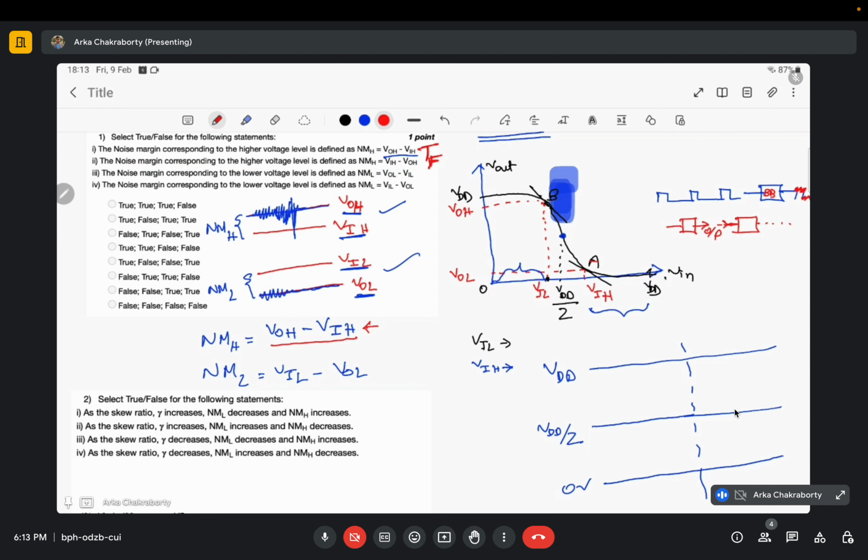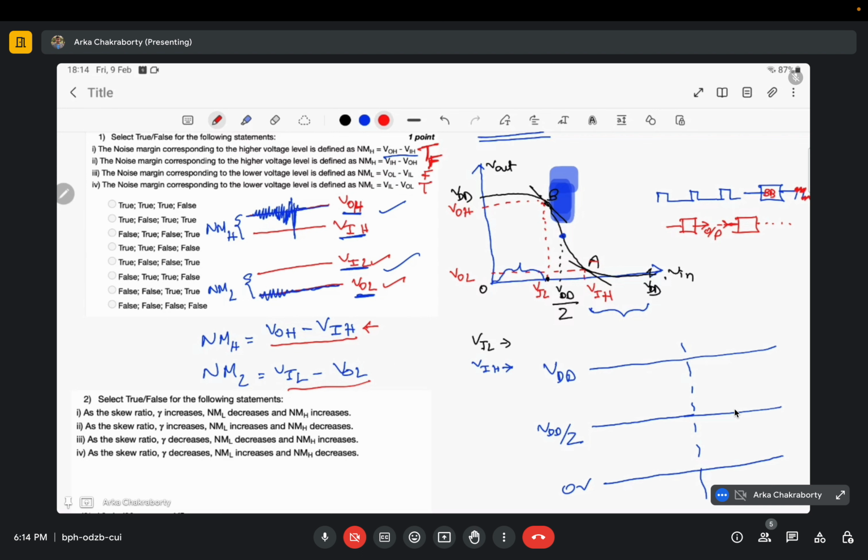Okay. Similarly, the third statement is the noise margin corresponding to the lower voltage level is defined as noise margin low, V output low minus V input low. What we have seen, it is not V output low minus V input low, rather it is V input low minus V output low. So the next one is also false, and the remaining one, the final one, noise margin corresponding to the lower voltage level is defined as noise margin low equal to V input low minus V output low. We have seen, yes, it is V input low minus V output low. So the final one is true.